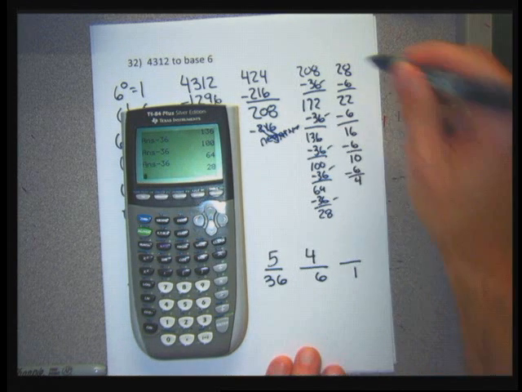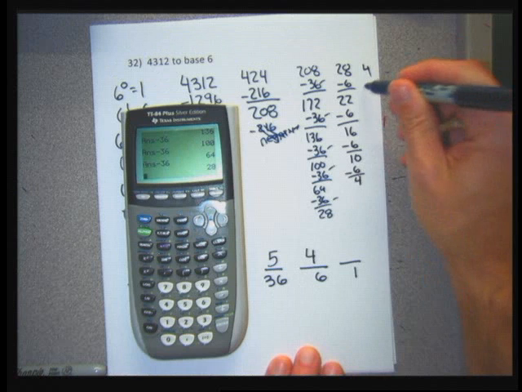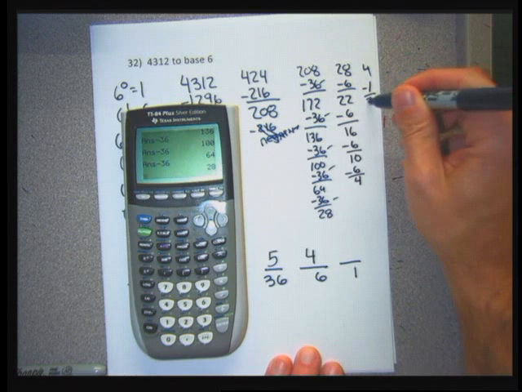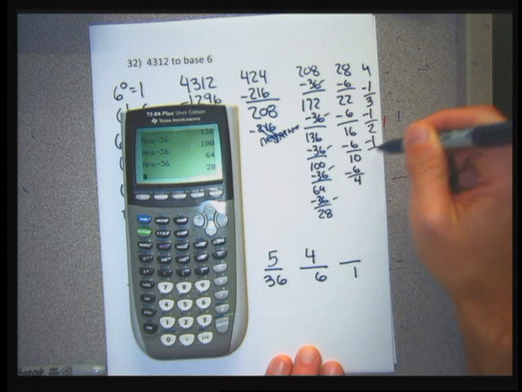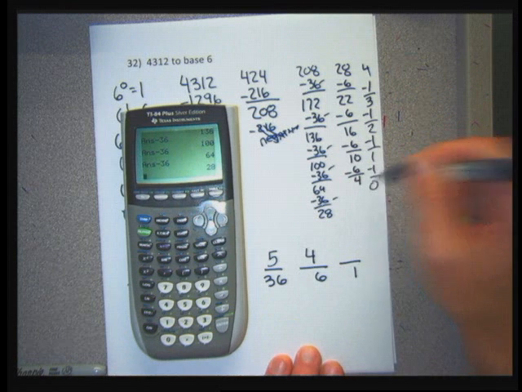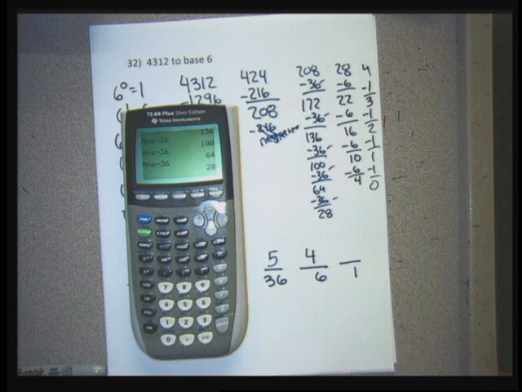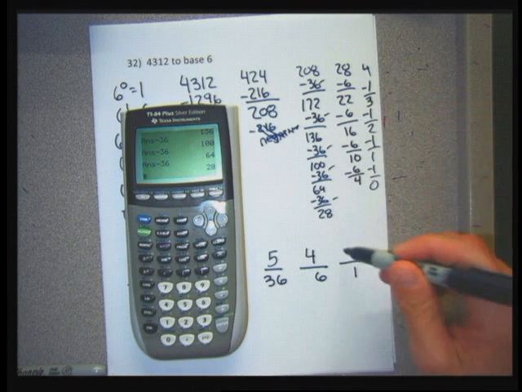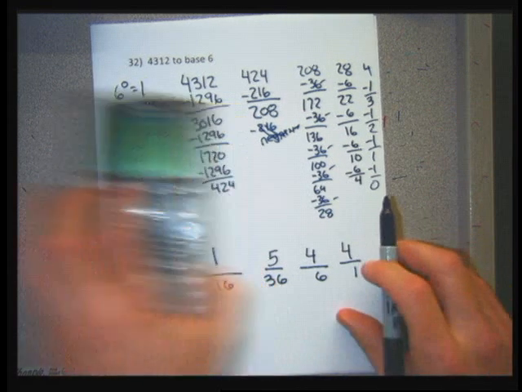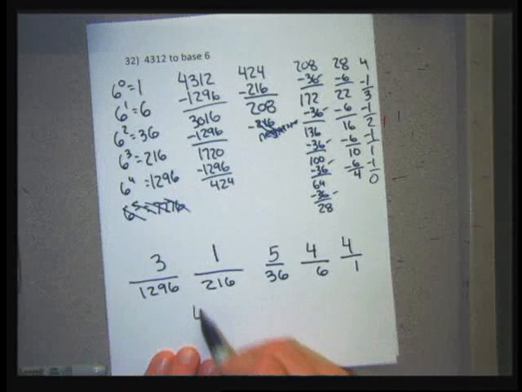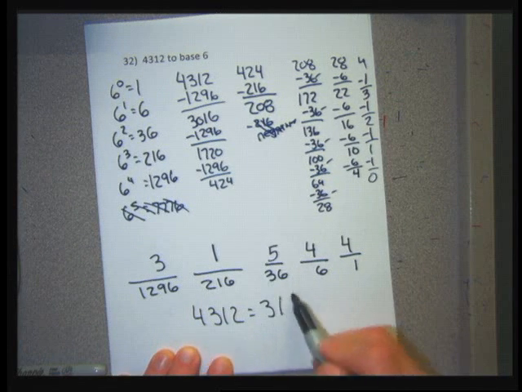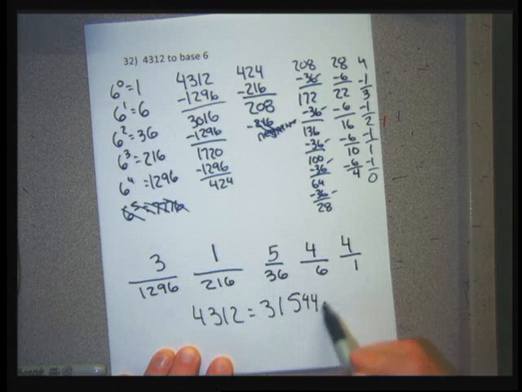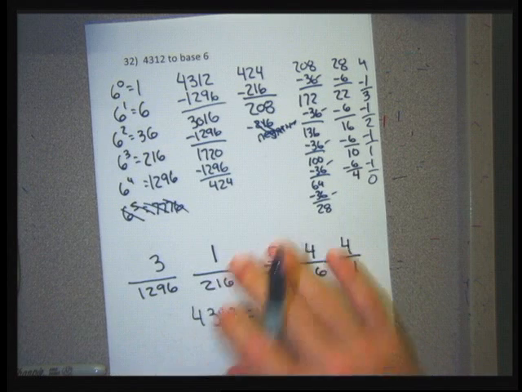And now I'm going to bring the 4 up, which is this remainder, and start subtracting 1. 4 minus 1 is 3. 3 minus 1 is 2. 2 minus 1 is 1. 1 minus 1 is 0. Once I get to 0, I can stop. And I was able to subtract 1 4 times. So the initial problem, 4,312, is equal to 31544 base 6. And I'll do just one more.